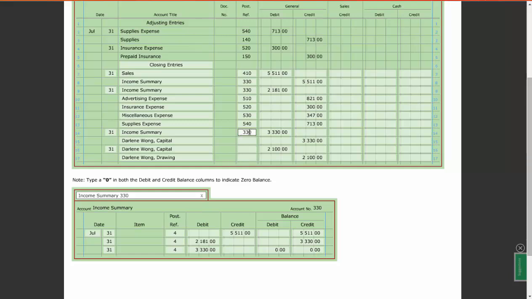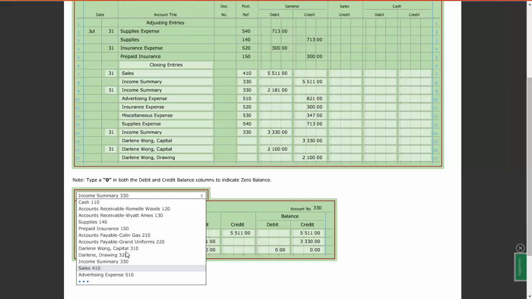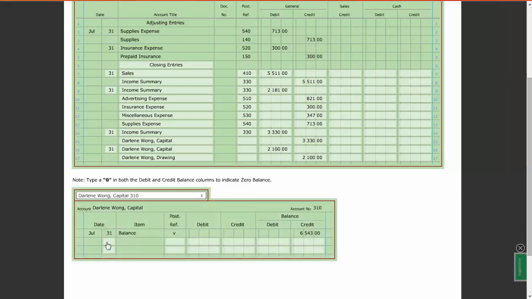Account number 330 there, and then I'm going to need to go to capital. And capital is being affected as a credit. And you have a previous balance in capital of $6,543, and I need to add $3,330. So that's going to give me a credit balance of $9,873. 310 goes back up on top.